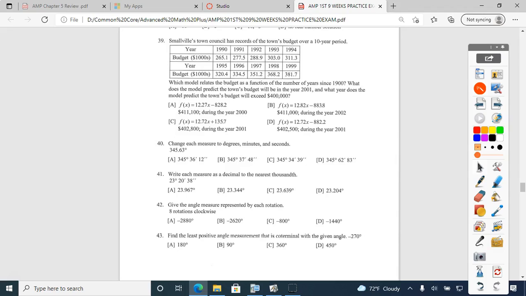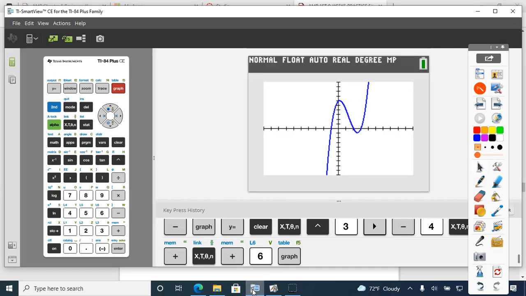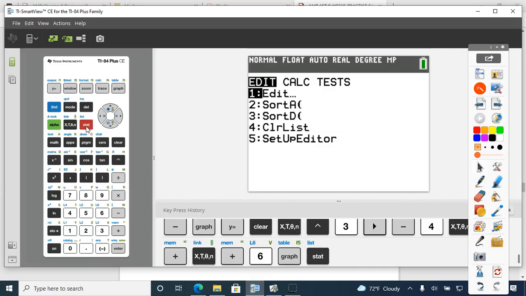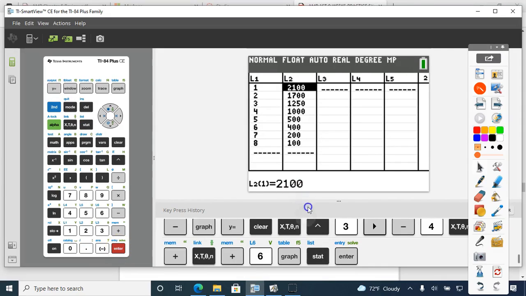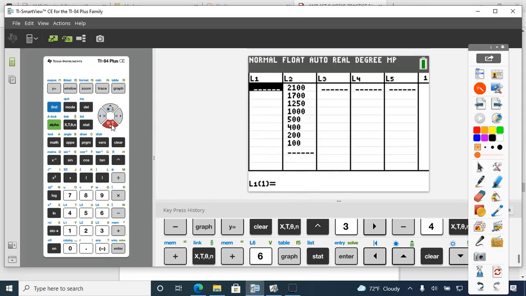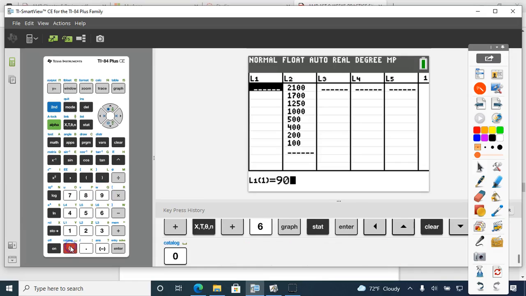This is just another one of those problems where we're going to go to our calculator and put it into stat. Okay, so stat, edit. L1 is all the years. Now, don't be putting the year itself. It said X is the number of years since 1900. So 1990 is 90 years since 1900. 91 is 91 years.